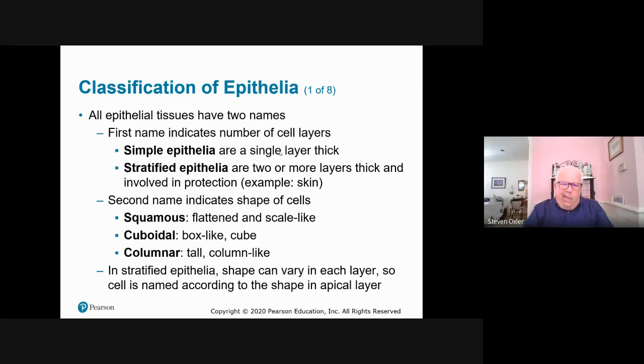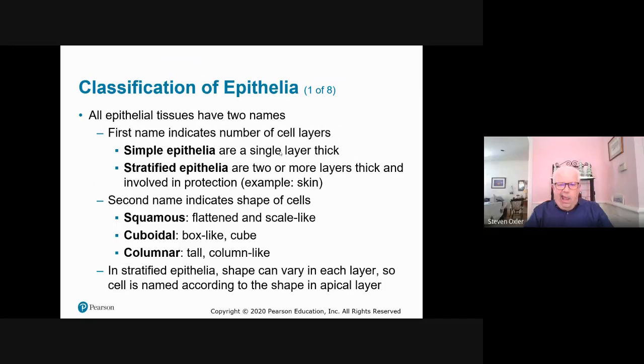The first name indicates the number of cell layers. Epithelial tissues have two names. The word simple means it's one layer thick. The word stratified means there's two or more layers. Your skin is stratified epithelium.